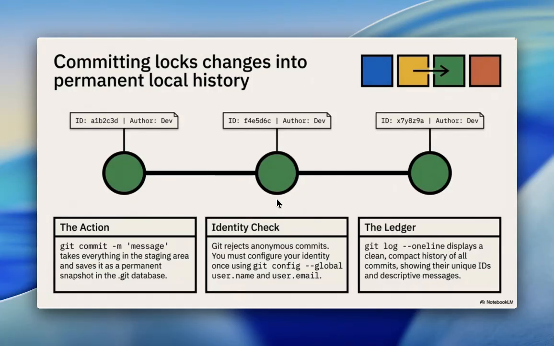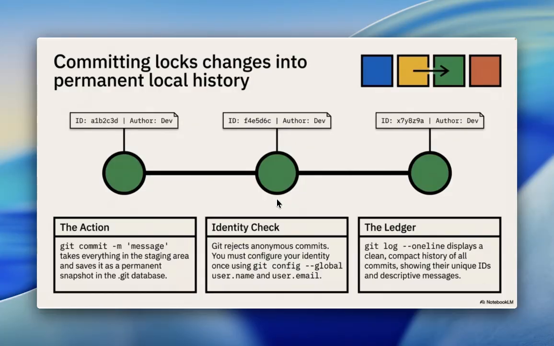Committing locks changes into permanent local history. ID A1A1B2C3D, author dev. ID F4E5D66, author dev. ID X7Y8Z9A, author ed.dev. The action: git commit -m message takes everything in the staging area and saves it as a permanent snapshot in the Git database. Identity check: Git rejects anonymous commits. You must configure your identity once using git config --global user.name and user.email.